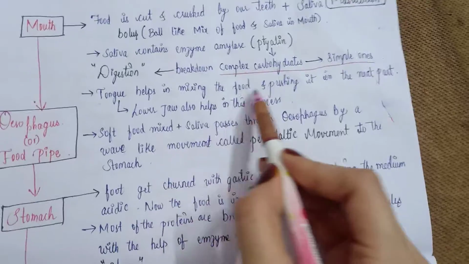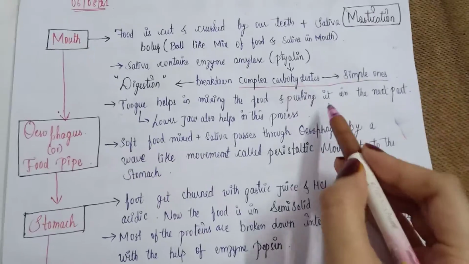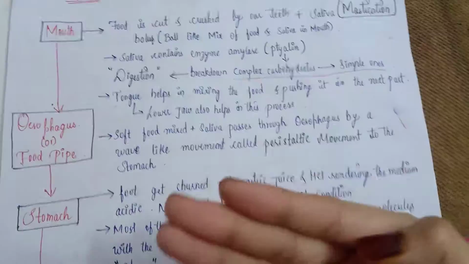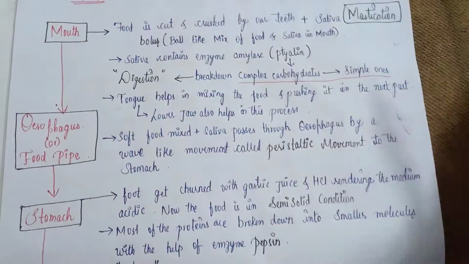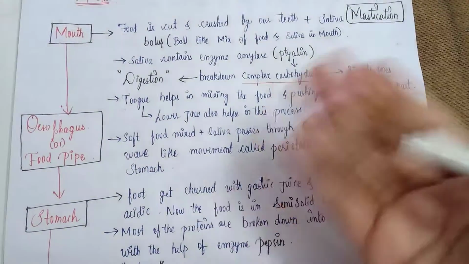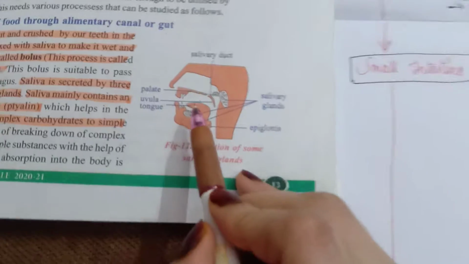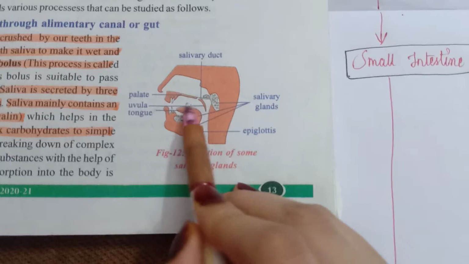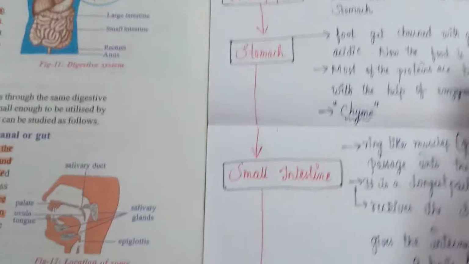The tongue helps in mixing the food and pushing it into the next part. The tongue is very helpful in mixing the food and pushing, which means sending the food to the next part. In this process, the lower jaw also helps. What is the lower jaw? As you can see, here is the mouth, and this part is called the lower jaw. The lower jaw helps the tongue do this process.